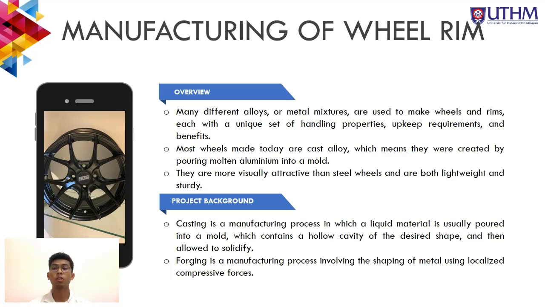Okay, so for the project background, we have two manufacturing processes of making wheel rim, which are the casting manufacturing process, and the forging manufacturing process. Casting is a manufacturing process in which a liquid material is usually poured into a mold which contains a hollow cavity of the desired shape and then allowed to solidify. And forging is a manufacturing process which involves the shaping of metal using localized compressive forces.